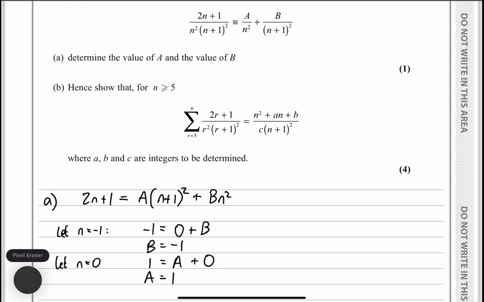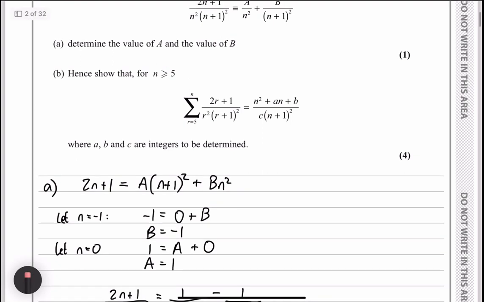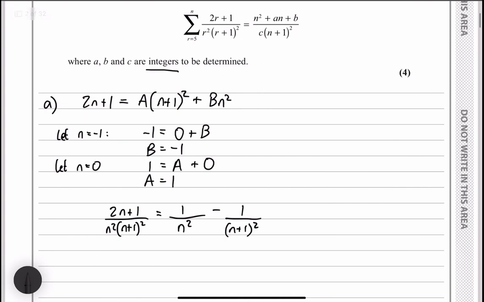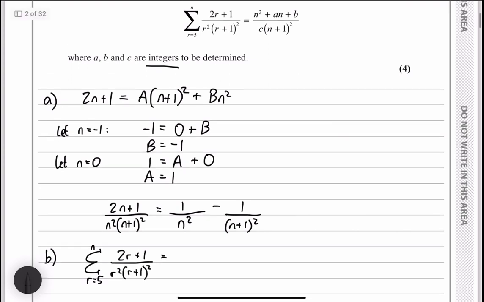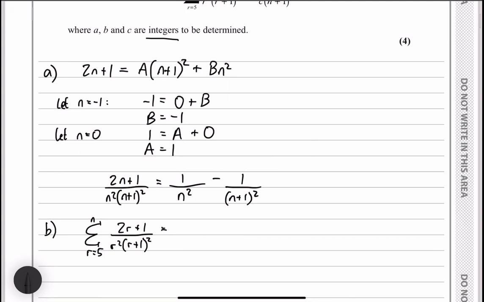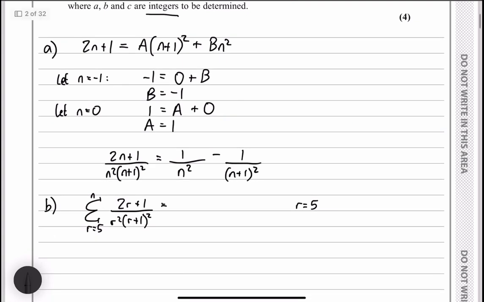So we're going to be using the method of differences here, where a, b, and c are integers. So I can check that at the end that they are integers. So let's go for this, part B. We are doing the sum, r is equal to 5 to n, 2r plus 1 over r squared, r plus 1 all squared. So that's the same expression, but with an r instead of an n. Now I have to keep in mind here we're starting at 5. That's quite a big number to start with. Usually we start at 1 or 2.